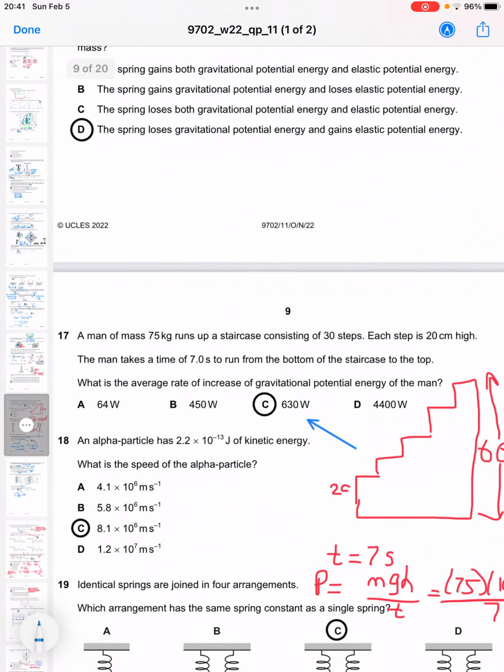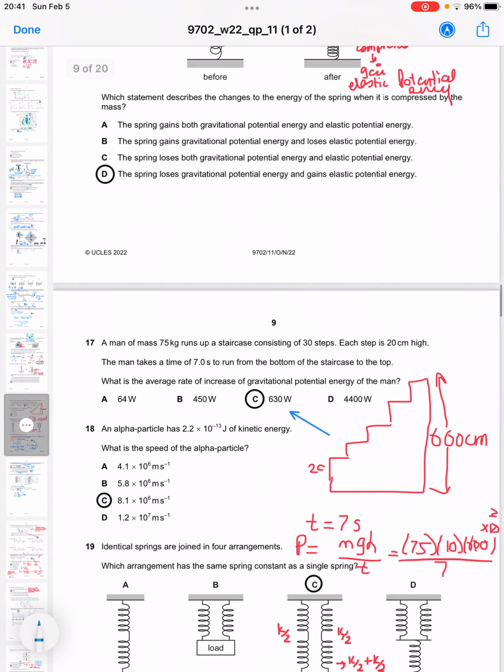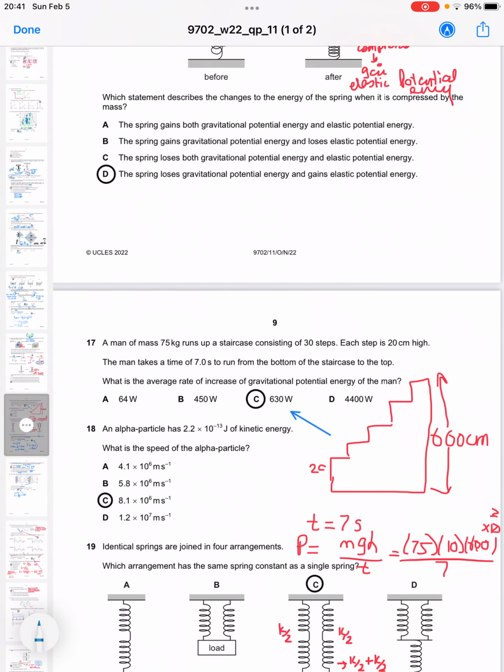Question number 17 says that a man of 75 kg runs up a staircase consisting of 20 steps. Each step is 20 centimeter high. The man takes a time of 7 seconds to run from the bottom of the staircase to the top. What is the average rate of increase?